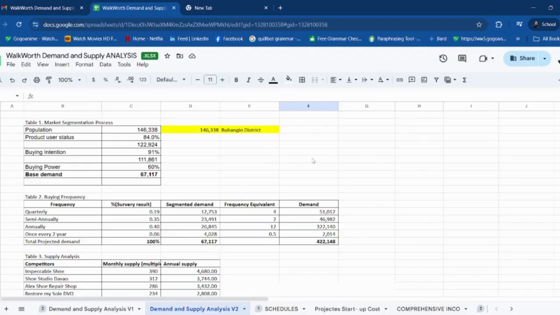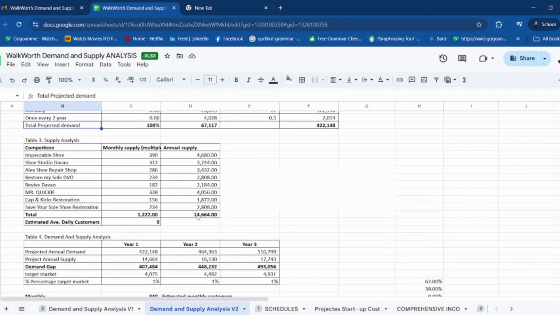Good day everyone. So today I'll be addressing issues on demand and supply analysis because some students are having problems with their base demand, or the projected annual demand rather, versus their projected annual supply. How would you know if you have done it correctly or not? So paano natin malalaman is to check your average daily customers.